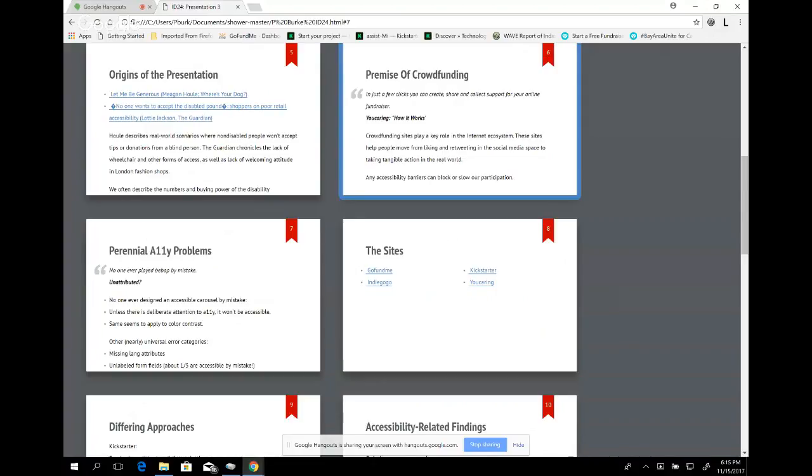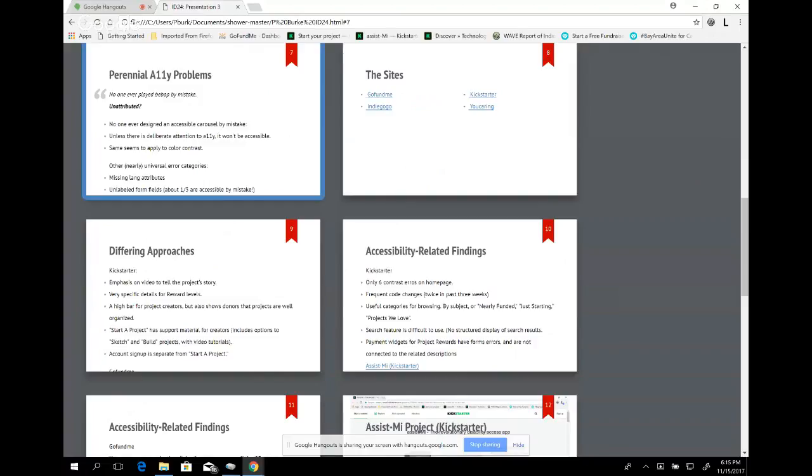So, the next section: these are the things I'm not going to talk about. Well, I'm going to talk about them for a while. These are the problems we always run into when doing an accessibility test.